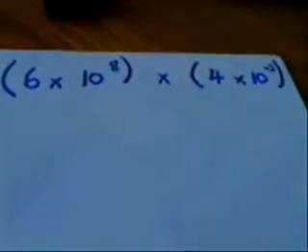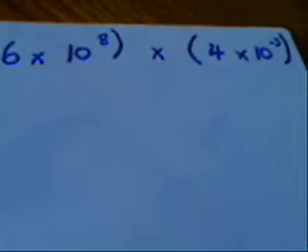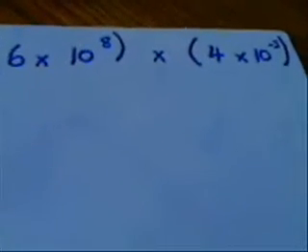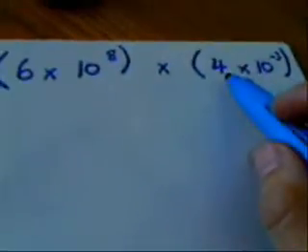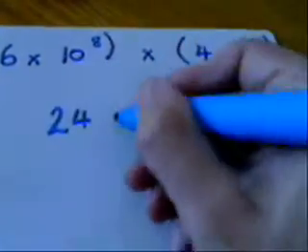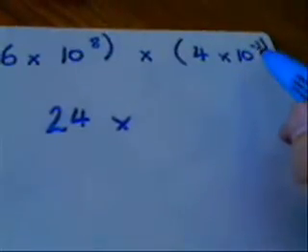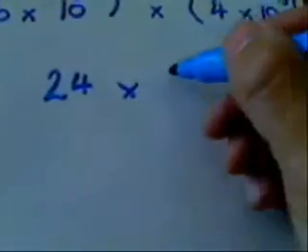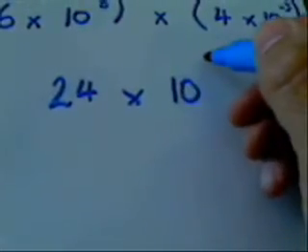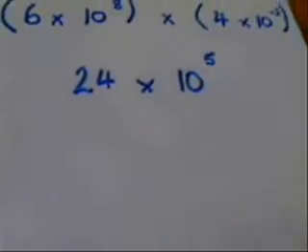Right, moving on to my second example, we've got 6 times 10 to the power of 8 being multiplied by 4 times 10 to the power of minus 3. As we saw in the first part of the video, we multiply the numbers together here, the 6 and the 4, that gives us 24, and then we multiply the powers of 10 together, so we've got 10 to the power of 8 multiplied by 10 to the power of minus 3, so adding the powers together we end up with 24 times 10 to the power of 5.